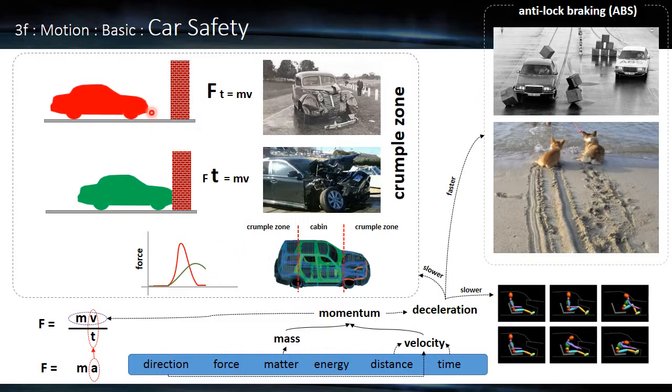The red car has no crumple zone, so it has a large force over a short time, and hopefully you can see this is this equation again, just multiplied both sides by t. So big F, small t. In contrast, here we have the crumple zone, so it's the same momentum, same m, same v, but the t is much larger, a longer period of time as it's slowing down, and that means we have a smaller force and therefore less injuries. It's going to be safer.